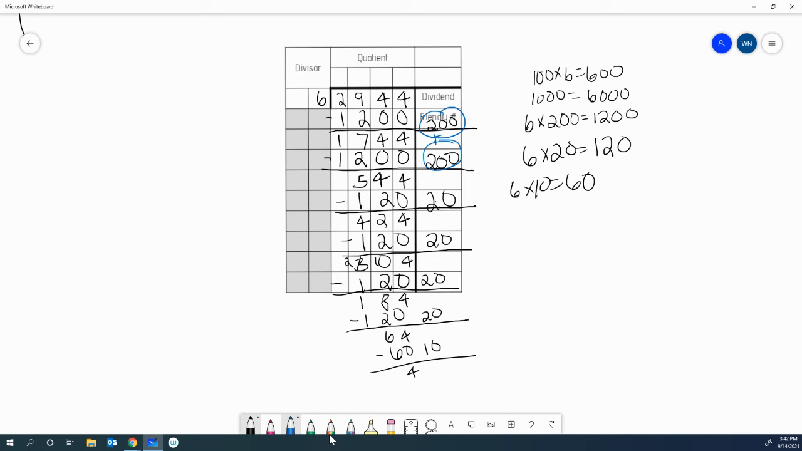We've got 200 plus 200 is 400. Plus 20 is 420. Plus 20 is 440. Plus 20 is 460. Plus 20 is 480. Plus 10 is 490. Remainder 4. That's how you solve a partial quotients problem. Let's do some more.